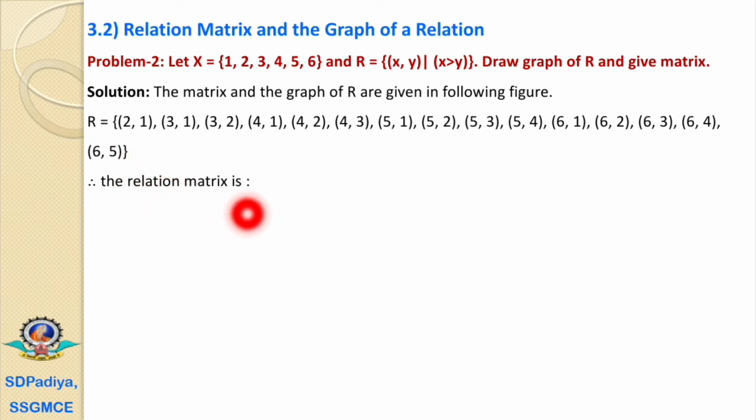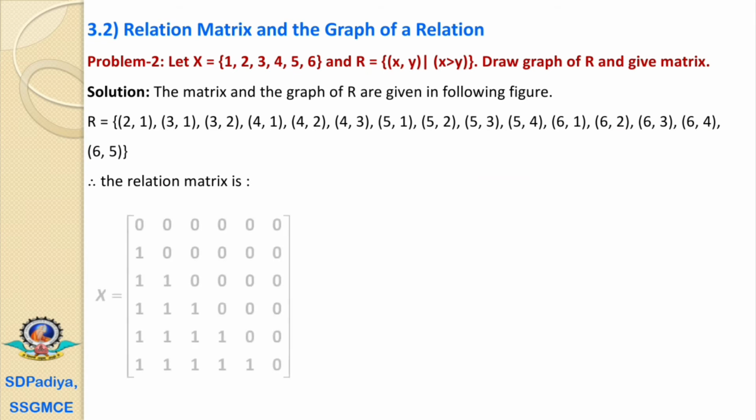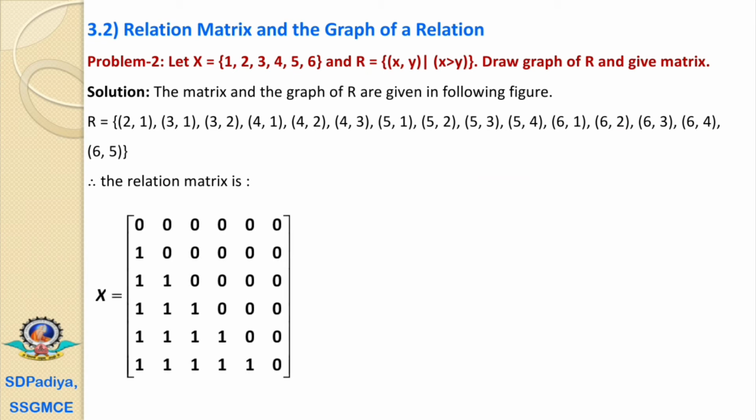Therefore, the relation matrix will be of the order 6 by 6, that is 6 rows and 6 columns. We have entered 1 at (2, 1) because 2 is greater than 1. We have entered 1 at (3, 1) and (3, 2) because 3 is greater than 1 and 3 is greater than 2. We have entered 1 at the positions (4, 1), (4, 2) and (4, 3), because 4 is greater than 1, 2 and 3. Same for (5, 1), (5, 2), (5, 3), (5, 4). And in the last row for (6, 1), (6, 2), (6, 3), (6, 4) and (6, 5).